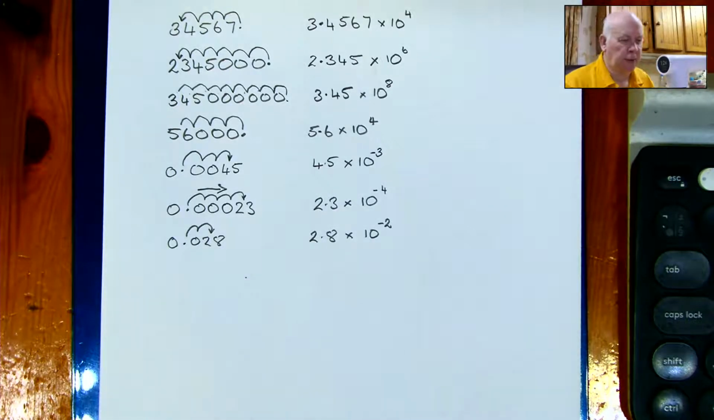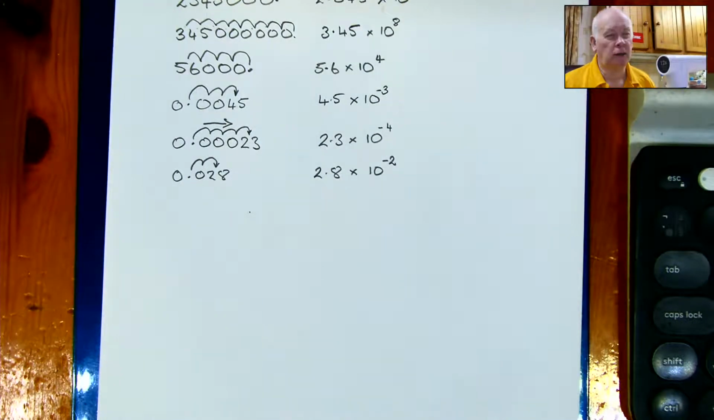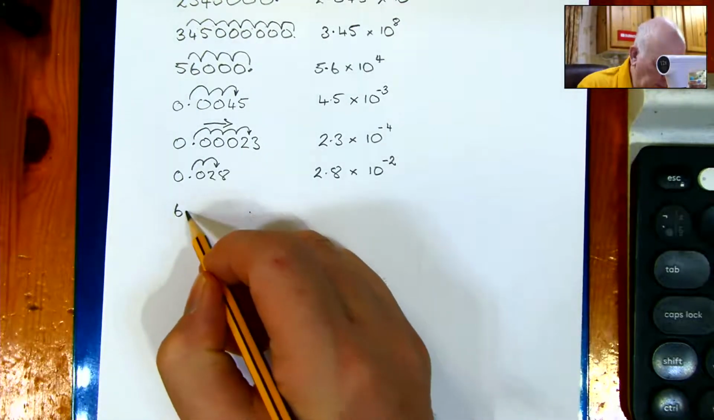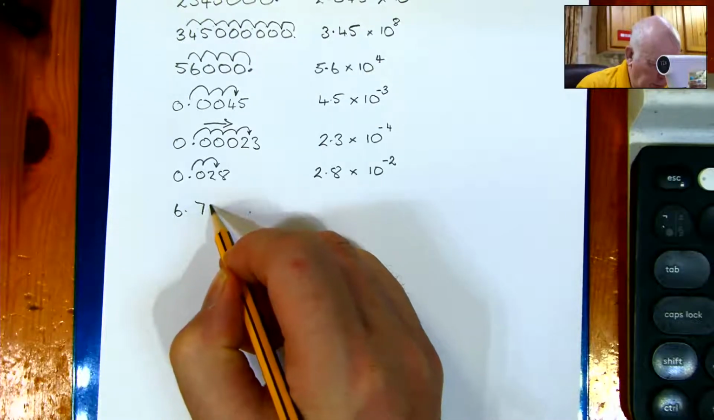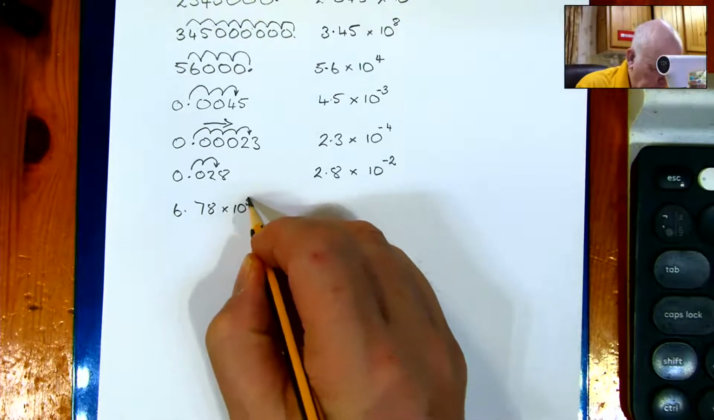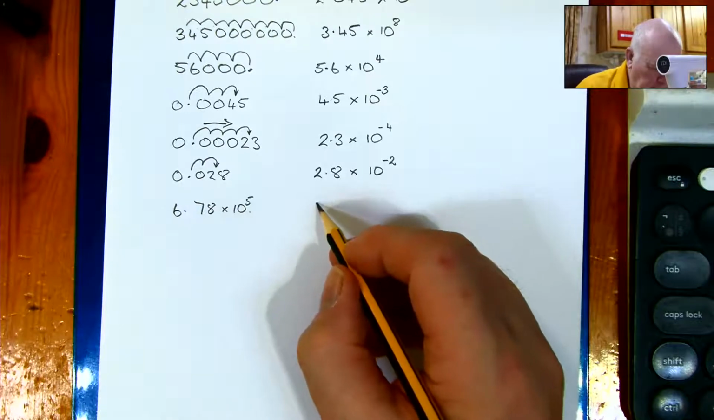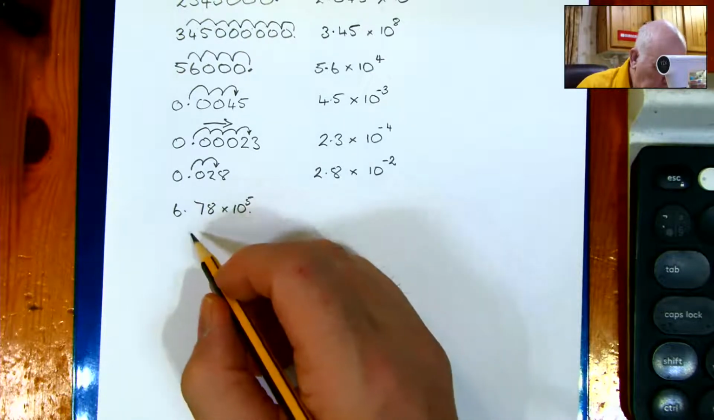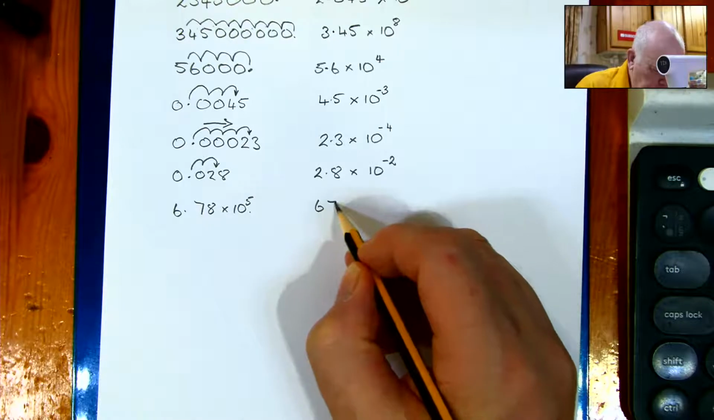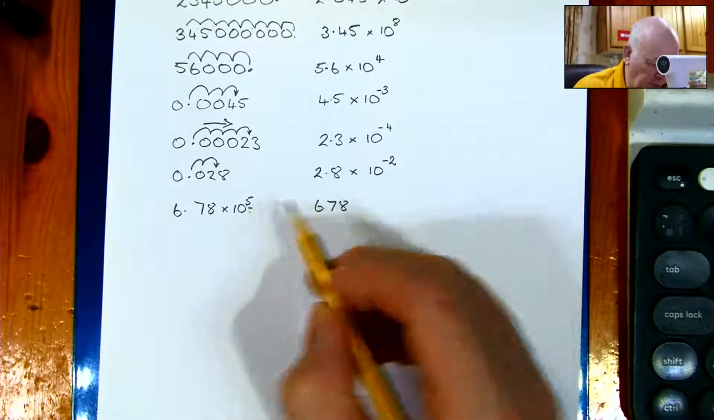Now, just as we can do that, we can also do the numbers the other way. So let's have a look and see what we can do with the numbers going the other way. I've got a number like 6.78 times 10 to the 5. Now, I want to write that as a real number. So I'm going to write 678. I'm going to move my decimal point 5 places.